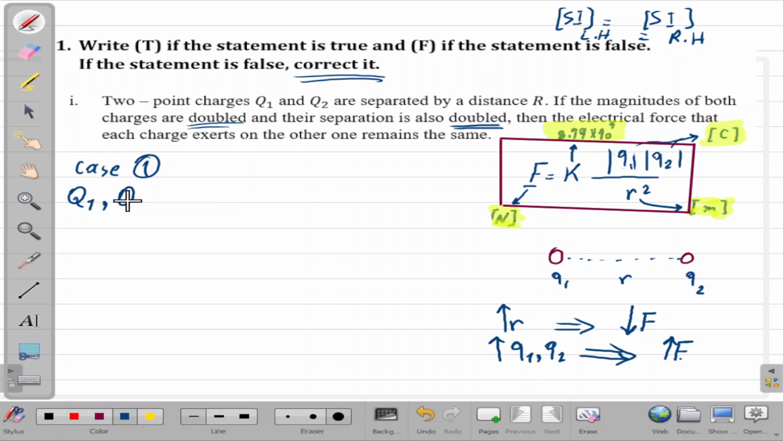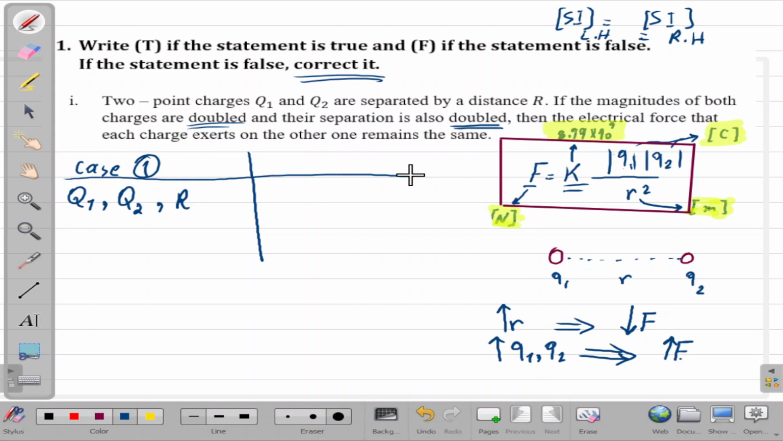Q1 is the charge of the first object. Q2 is the charge of the second object, and the separation between them is R, and we know that K is constant, so we should substitute it every time as 8.99 times 10 to the power 9. This is the first case.